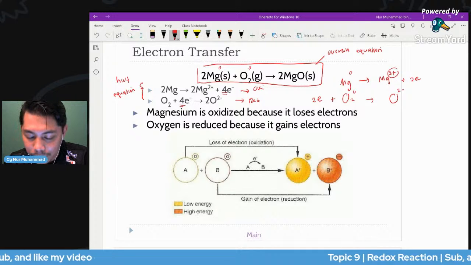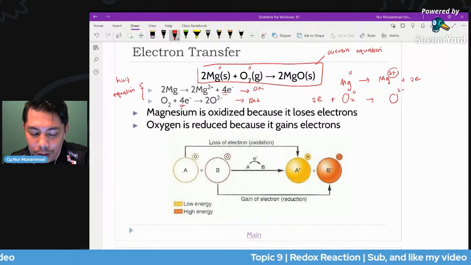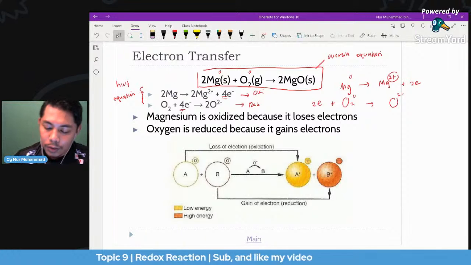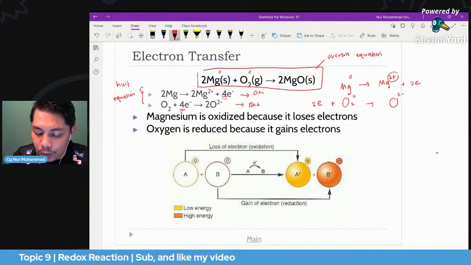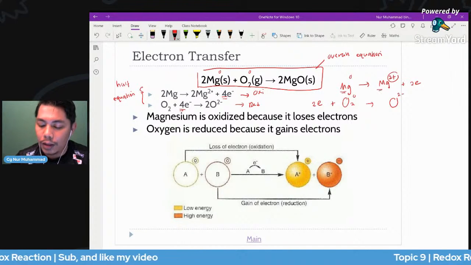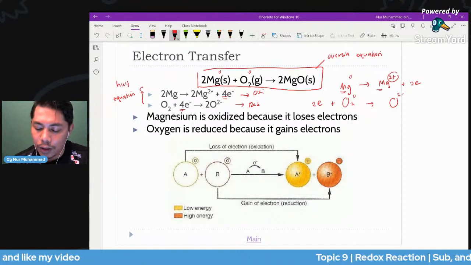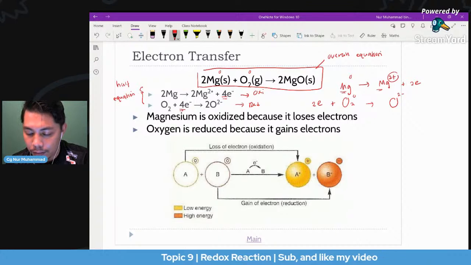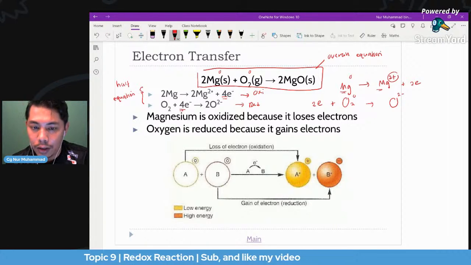Boleh faham sampai situ? Ni kita recall balik ni. Mungkin ada ramai dah lupa, so tolong ingat balik. So step yang pertama adalah kamu kena tulis dulu dia punya substance, and then identify the position of electron. Okay, at the reactant or at the product.